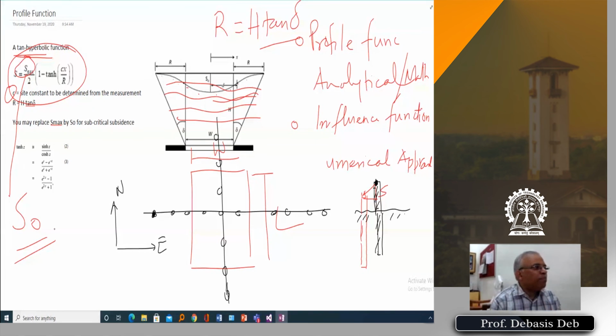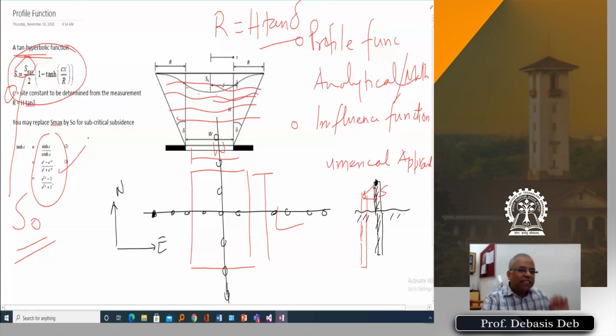Now, why the tanh hyperbolic function, you may ask. Now, you know the tanh function. It is e to the power x minus e to the power minus x divided by e to the power x plus e to the power minus x. Okay, this you know.